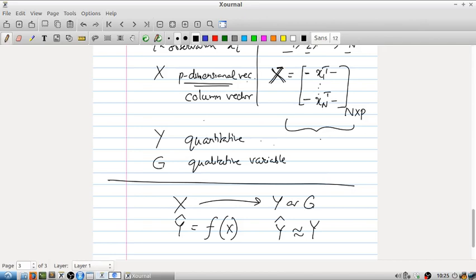One quick question: let's say G only takes two values, 0 or 1. G is a qualitative output, so let's say it's cat and no cat, and for cat I set 1, and for no cat I set 0. That means I've assigned these two integers to this qualitative variable. So can we use Y to proxy G?